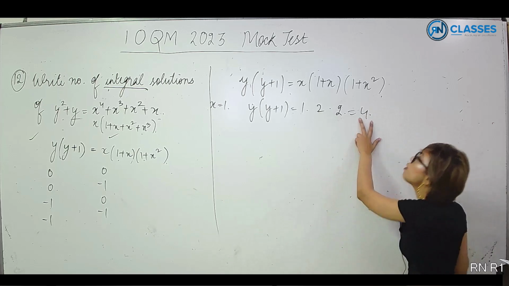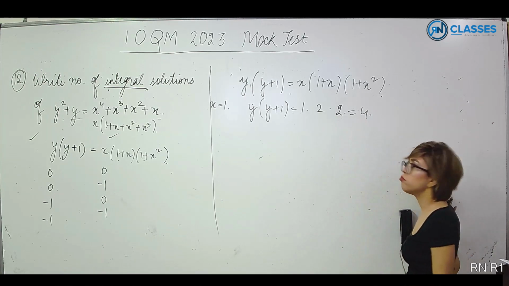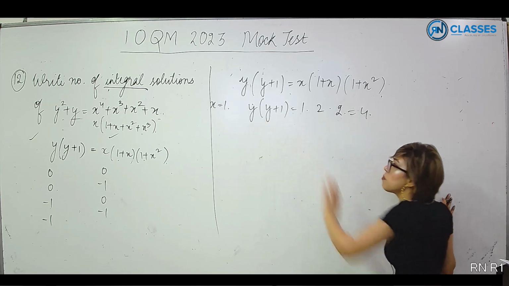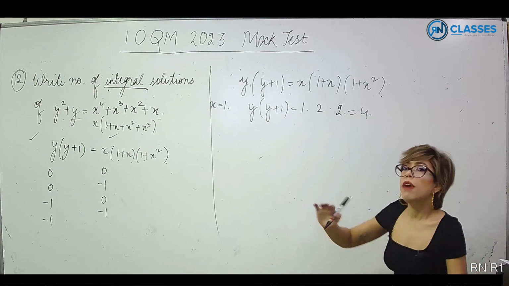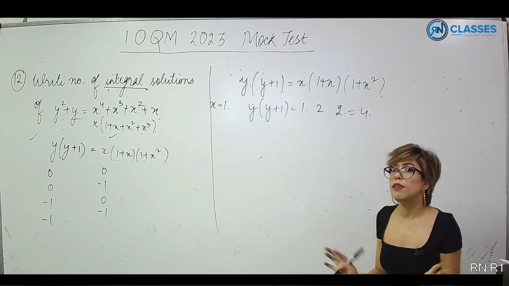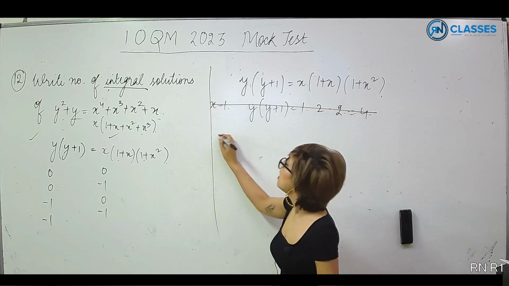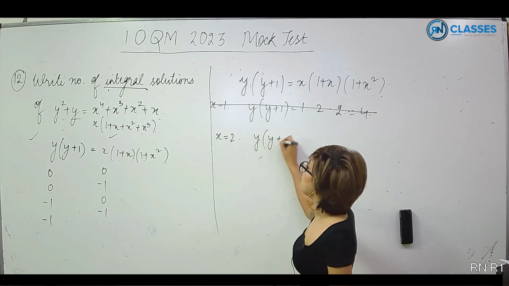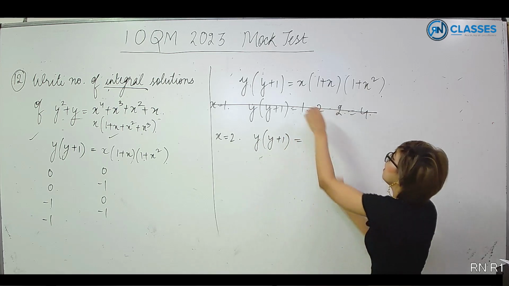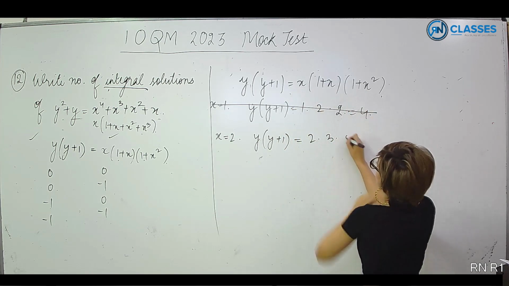Can you think of splitting 4 as a product of 2 consecutive integers? I can't do that, because I'm just talking about the positive ones: 1 into 4 or 2 into 2. Again, positive consecutive integers are not there. So this is not there. Then I can put x equal to 2. If I put x equal to 2, y into y plus 1 is 5. This becomes 2 into 3 into 5.